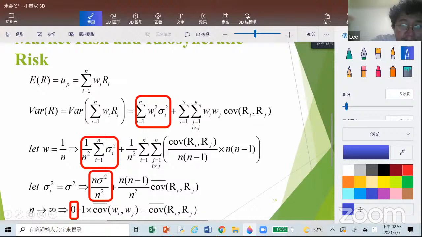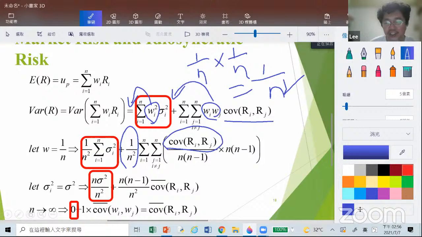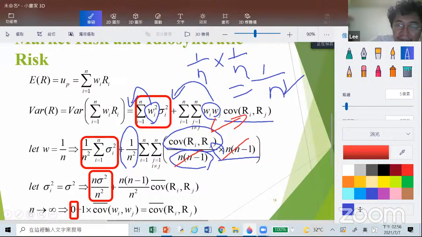Here I just move this part out, because now I suppose all the W to be 1 over N. And here I can also move it out, because the W is the same. So here you get N times 1 over N times 1 over N. So finally you get 1 over N squared, 1 over N squared here, and here is the covariance, still covariance. And I divide by N times N minus 1, because these two can cross out, so they are still the same.